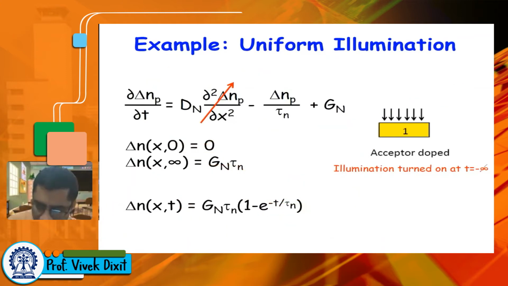So illumination is turned on at 0, and your expression will look like this. At t equal to infinity, the concentration is gn tau n, and at t equal to 0, the concentration is 0.